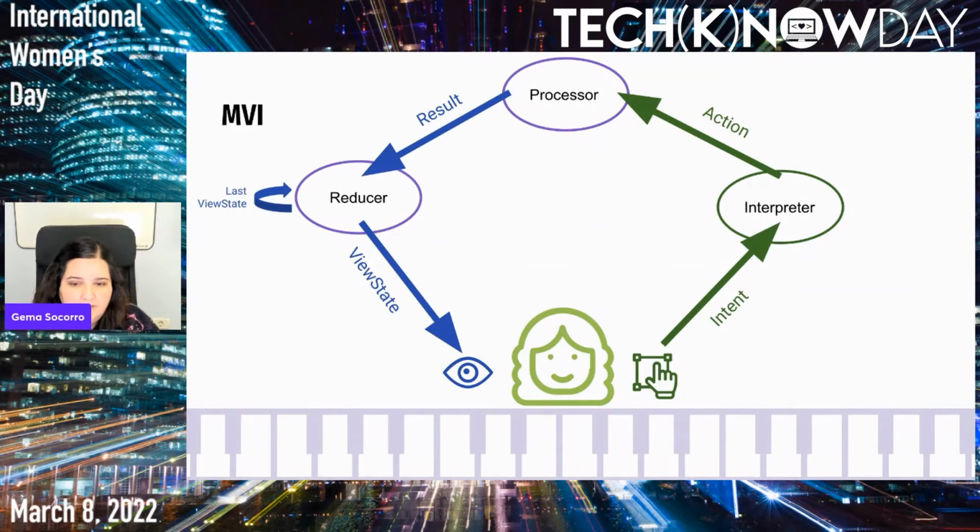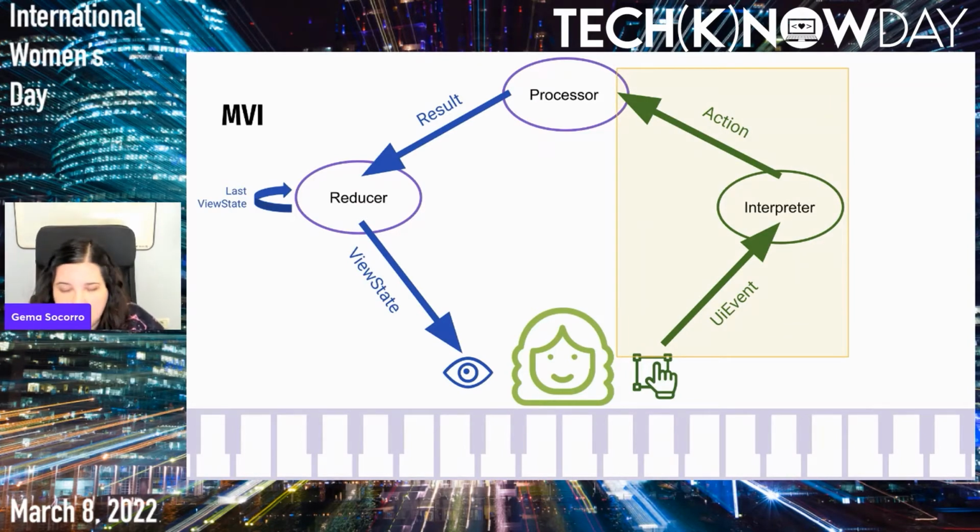So the user will touch the screen, will do whatever he or she wants. This will translate into an intent, which I don't really like, as I said. So I like to call it UI event, as you know, everything the user can do with the UI. Then this will go to an interpreter, which will be in charge of converting it to an action. We will see now what this means. Then everything will go to a processor, which will be responsible for whatever changes we need to make in the internal model of the information. Then we will get a result, and it will go to our reducer, which will be responsible for changing the view state. And we will see on the screen that something has changed as a response to our change.